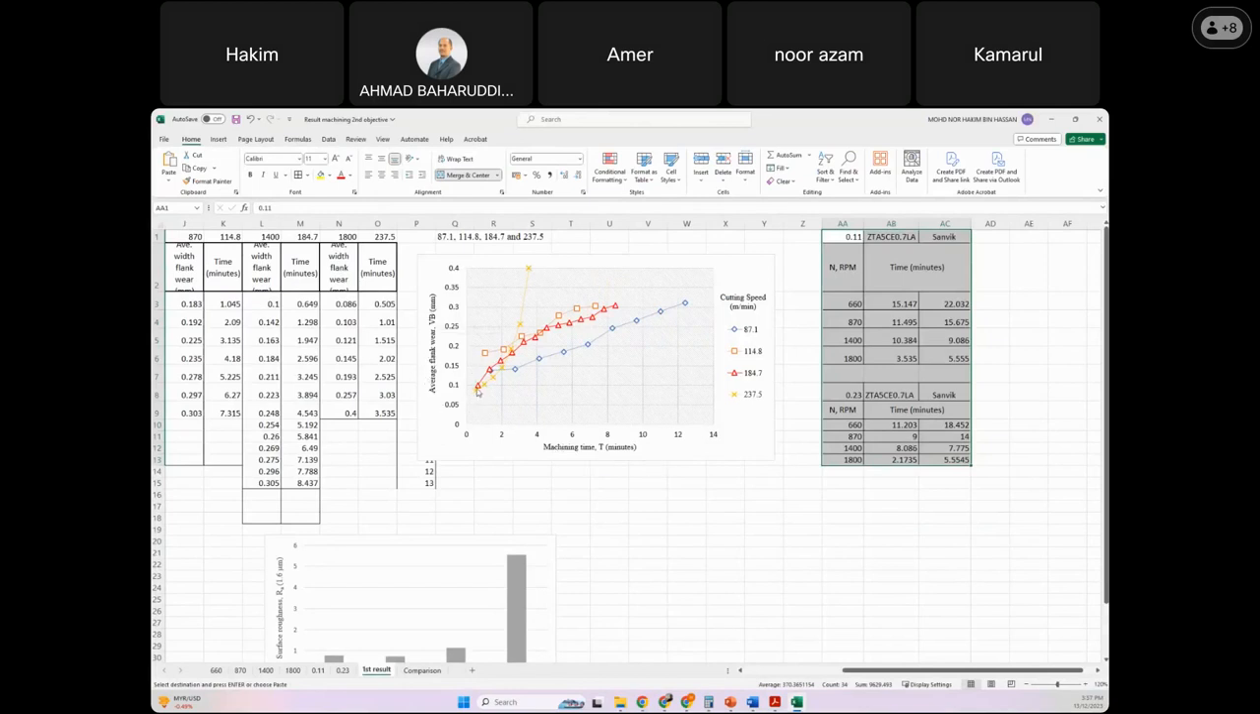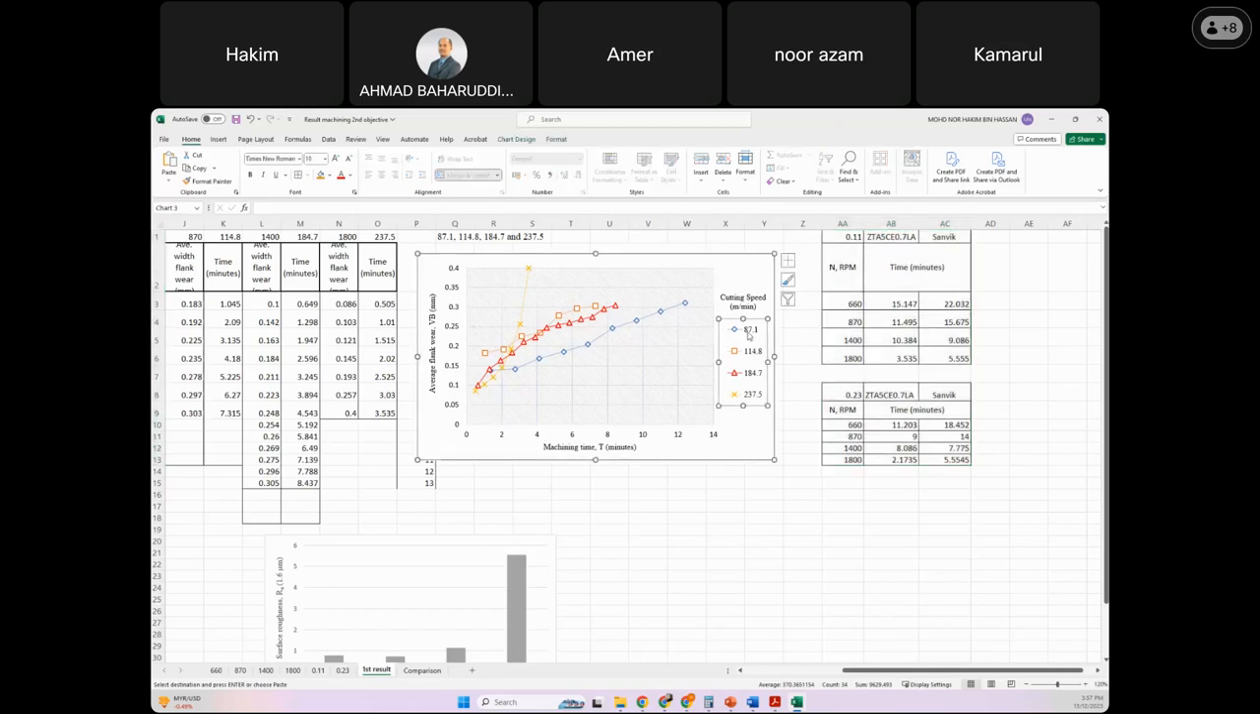So from the first machining, the first speed at feed rate 0.11. This is the series of speeds: the first speed, the second speed, third, and then the fourth speed. For the fourth, the highest speed, the tool life ends faster. So if we measure on machining time, the best one is obtained with the lower speed.